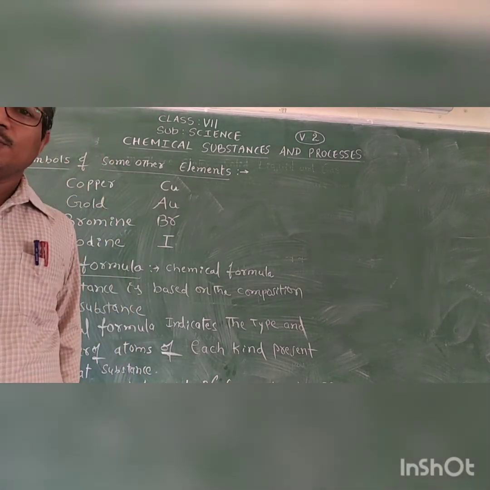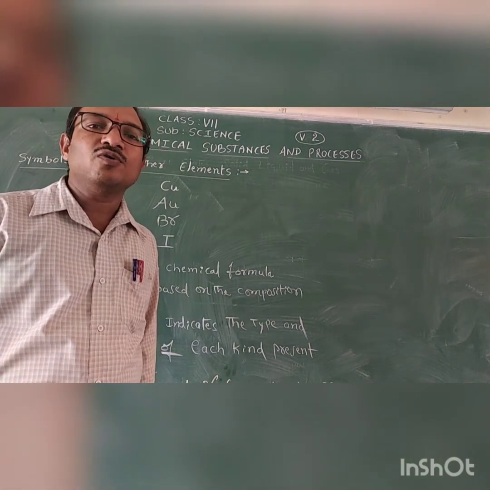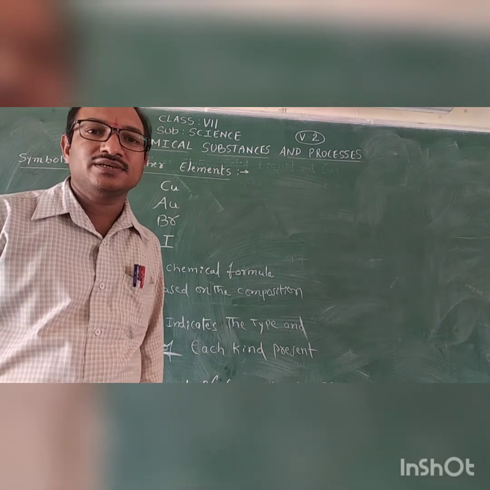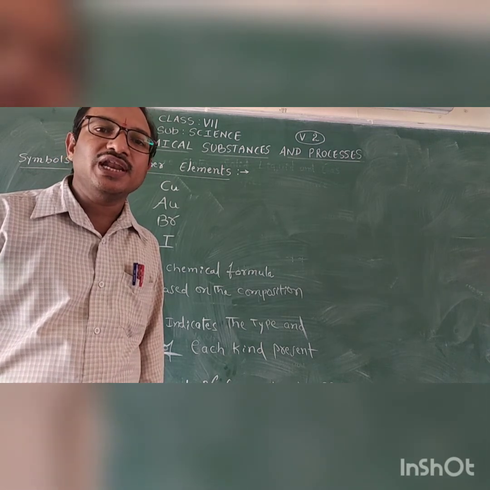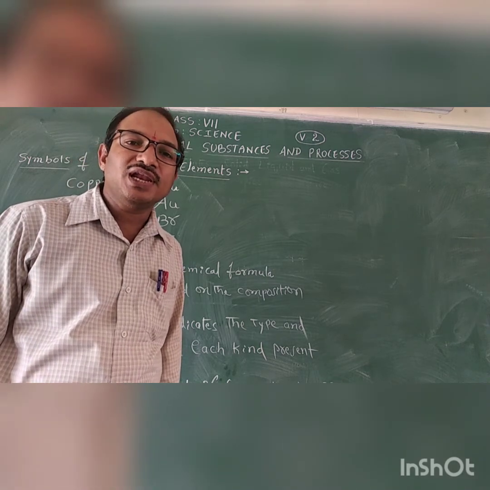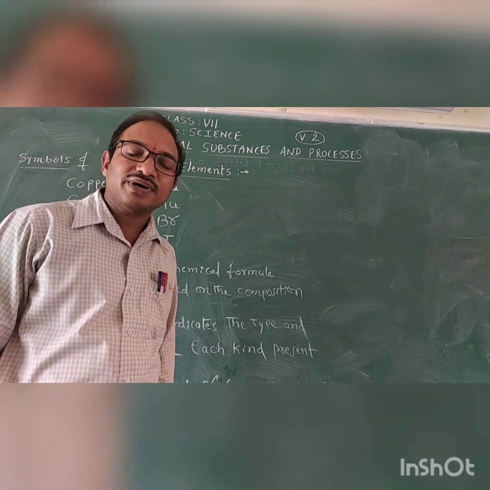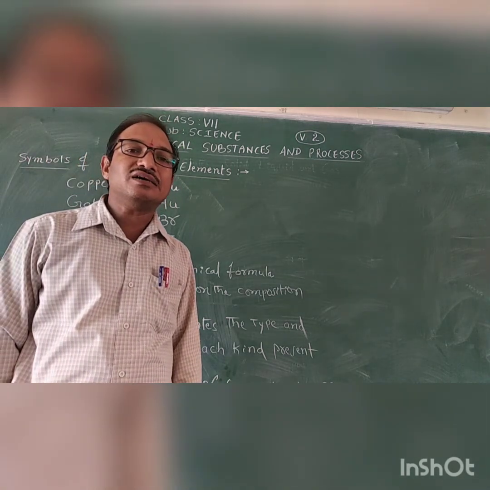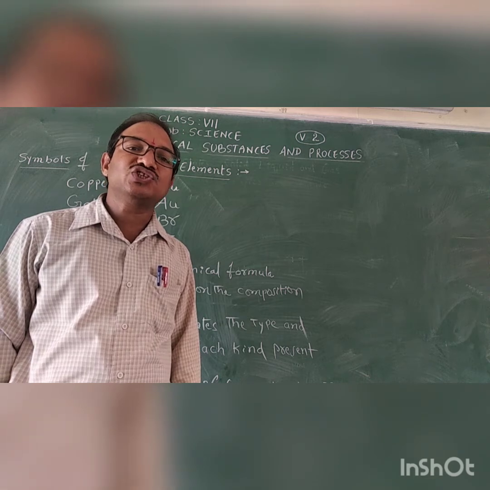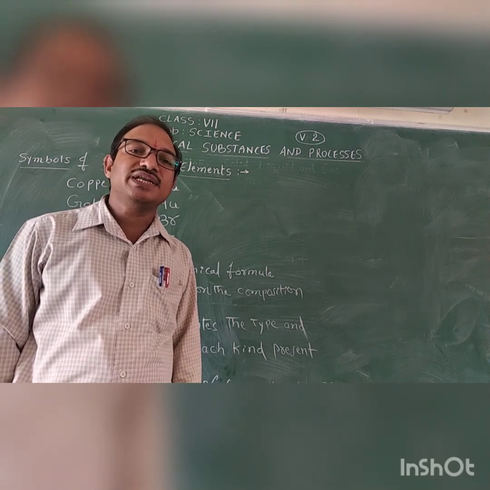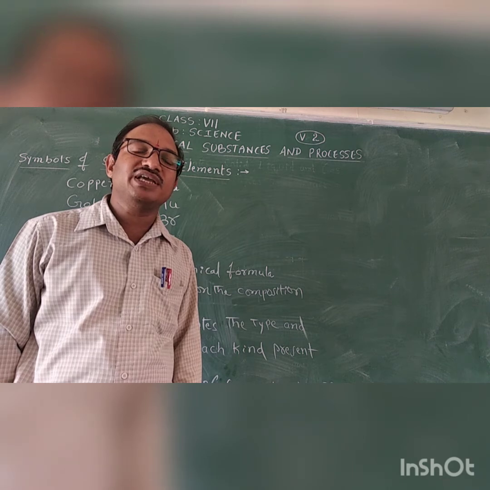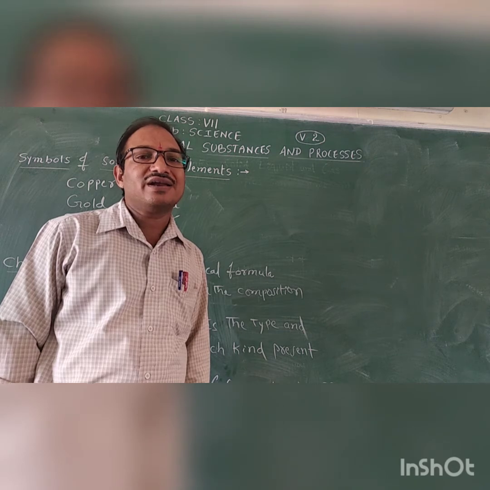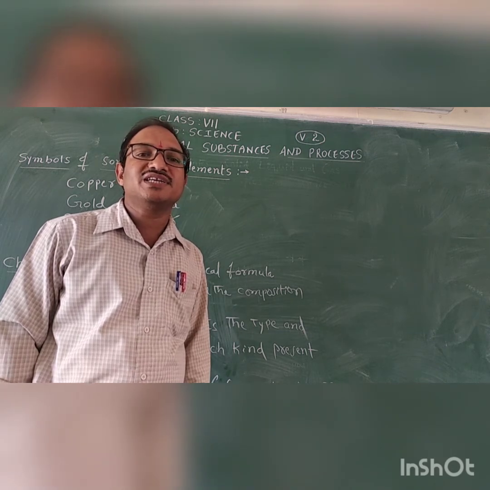Children, you need to learn 1 to 20 elements. How you need to learn? Hydrogen 1, helium 2, lithium 3, beryllium 4, boron 5, carbon 6, nitrogen 7, oxygen 8, fluorine 9, neon 10, sodium 11, magnesium 12, aluminum 13, silicon 14, phosphorus 15, sulfur 16, chlorine 17, argon 18, potassium 19, calcium 20.